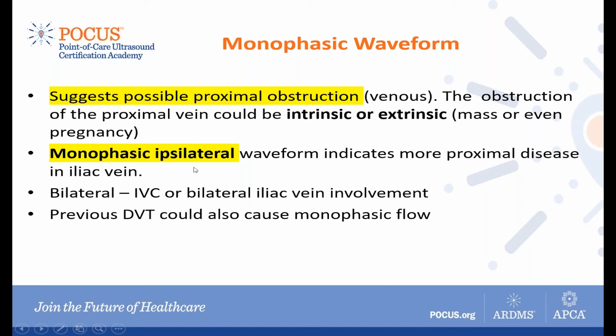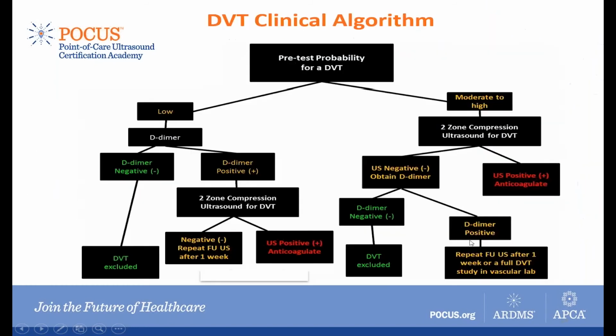If you have a monophasic ipsilateral waveform, that indicates a more proximal disease in the iliac vessel. That means only the iliac, because if it's bilateral, then either we have a bilateral iliac vein involvement or we have something like a large clot sitting in the patient's IVC. Also be aware that if the patient has had DVT in the past, it could cause the flow to become monophasic.